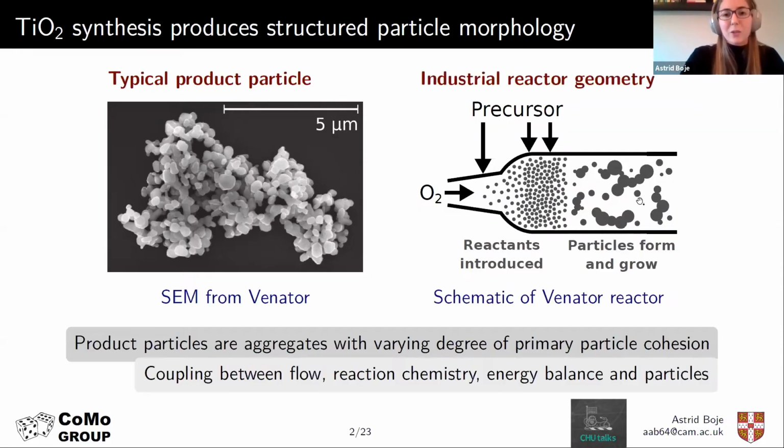In the industrial reactor, there's a very complicated set of processes that happen to form these particles from precursor gas phase molecules. And the industrial reactor consists of multiple injection points as well as a very hot oxygen feed. And this results in very high conversions, which results in very high mass fraction of solid particles. So there's this intense coupling between the flow, the reaction chemistry, the energy balance, and the particles. And this makes it a challenging system to study.